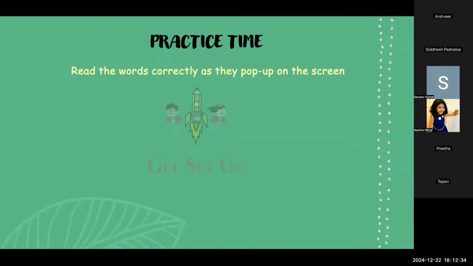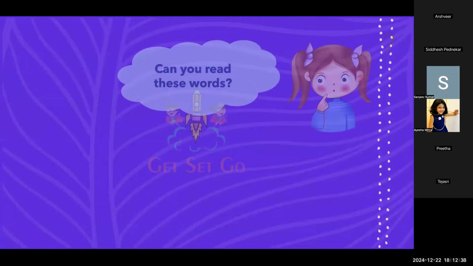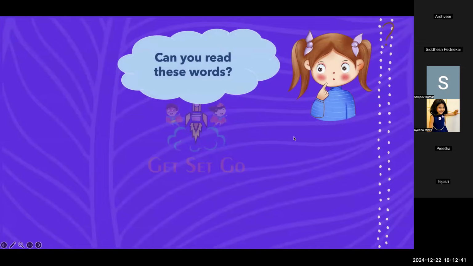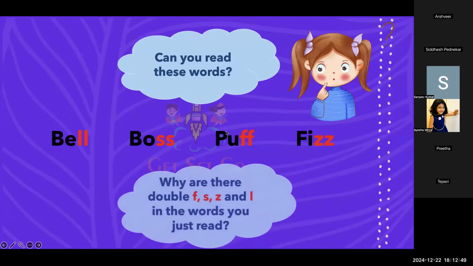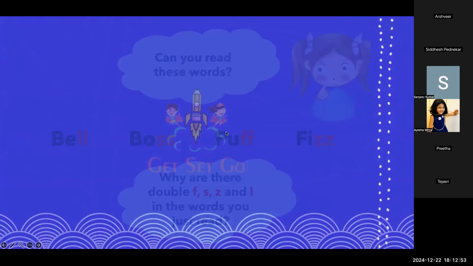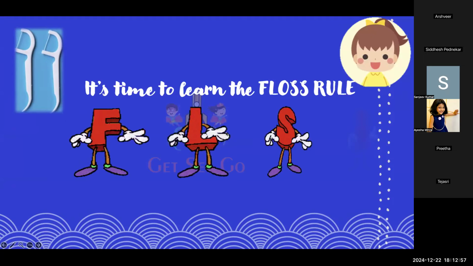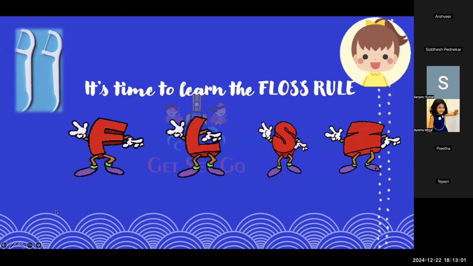I'm just quickly going ahead. It's a big PPT. Rule 4, floss rule. Can you read? You can write it in the chat box. How are you liking the PPT so far? You can read these words: bell, boss, puff, fizz. Then the question comes, why are we writing double L, double S, double F, double Z at the end of the words? And then it's time to learn the floss rule. So this is how we catch the child's attention over the screen.